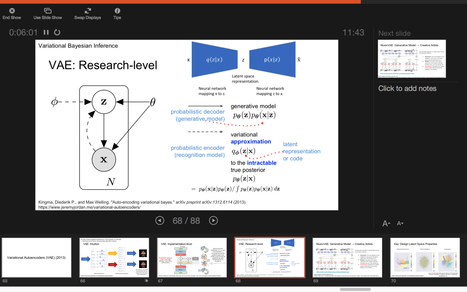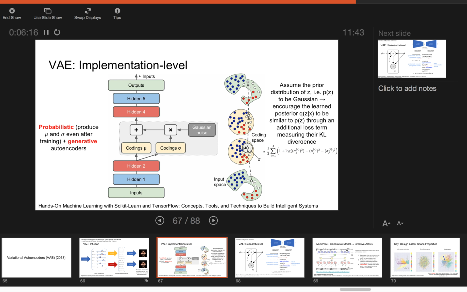But the way you join there, the phi and the theta are given, or they have to be learned? They have to be learned, phi. Right, so phi is the variational approximation. Mm-hmm. Yeah. How to learn that? Through backpropagation, that's the implementation level.